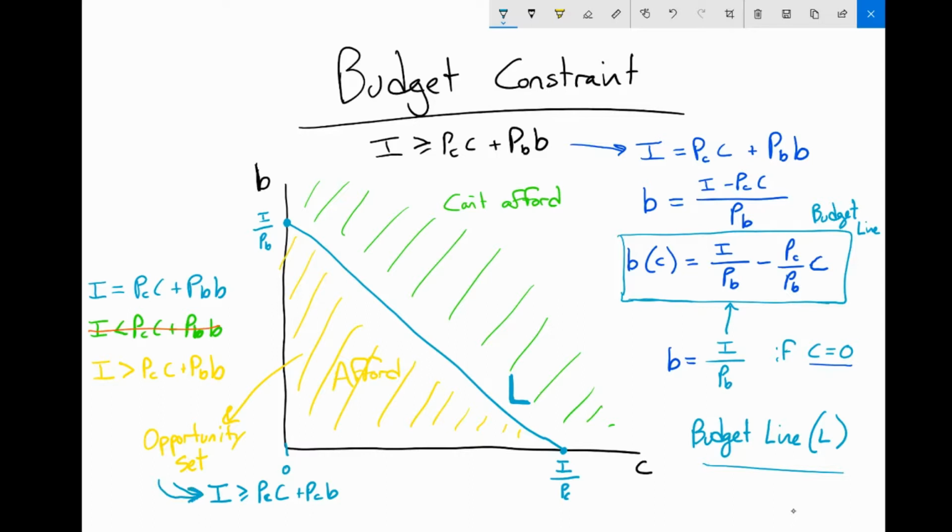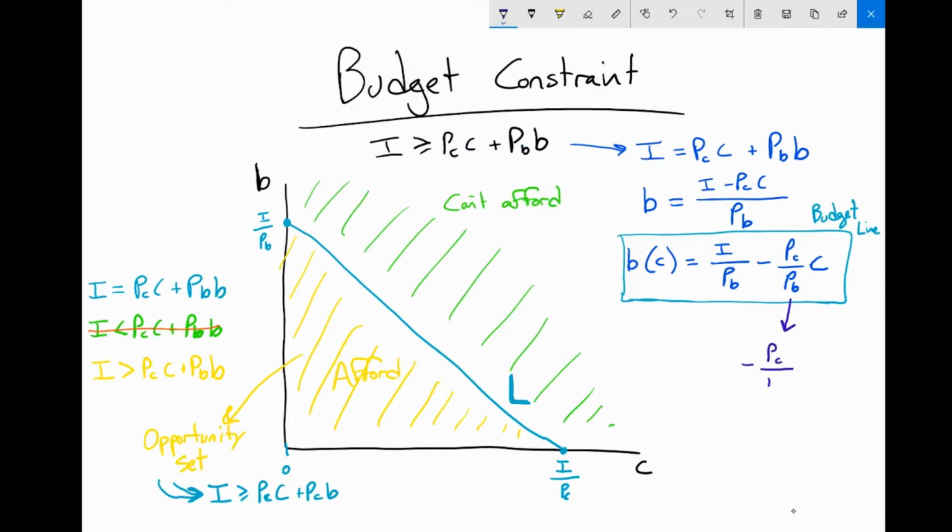Okay. Now, let's go a little bit deeper. Let's acknowledge a couple things here. So this equation that we have, this is the budget line. Let's just note here that negative PC over PB is the slope of the budget line. Let's just put an L. It's the slope of the budget line.